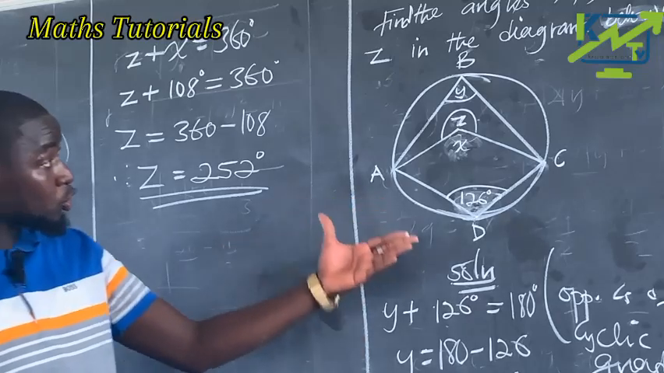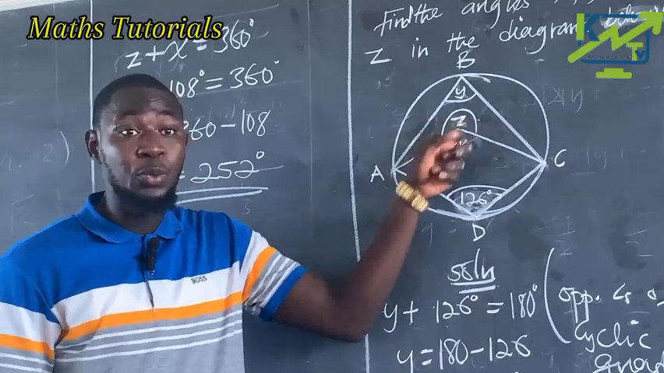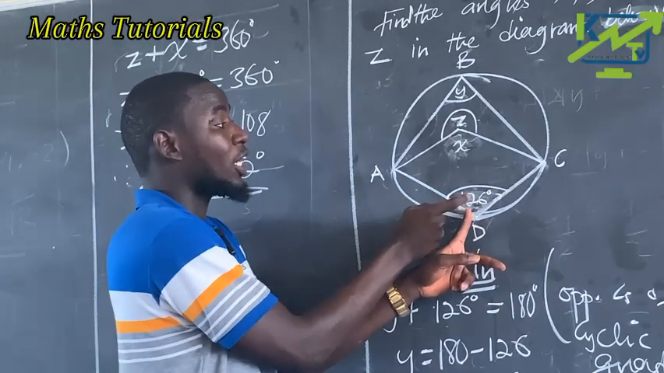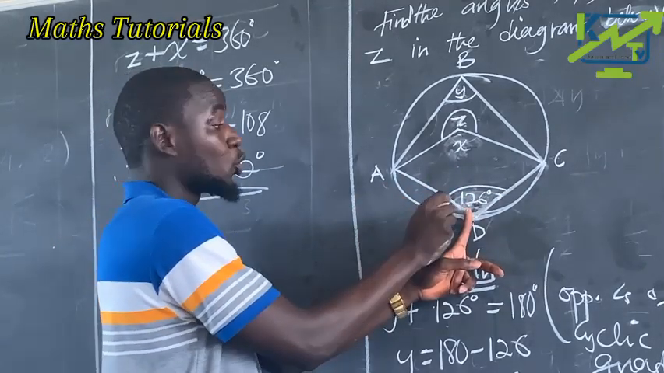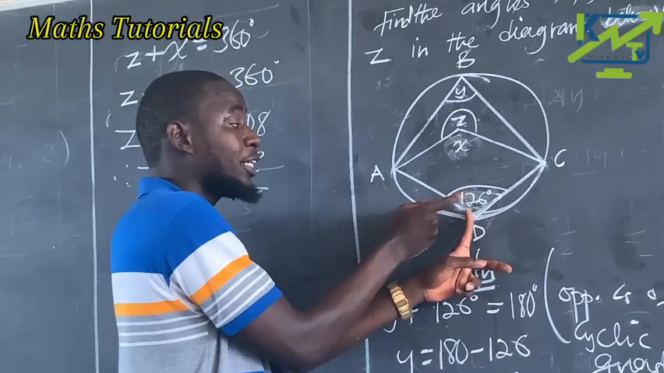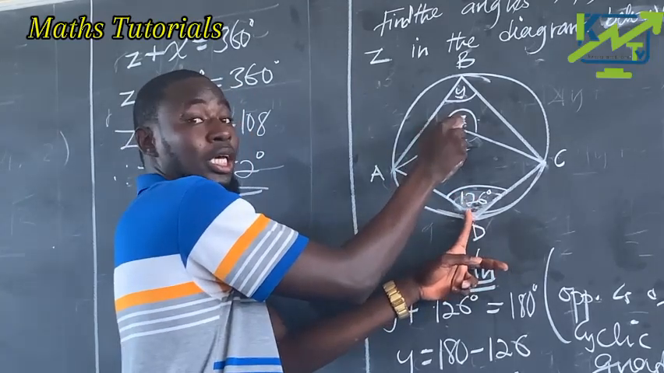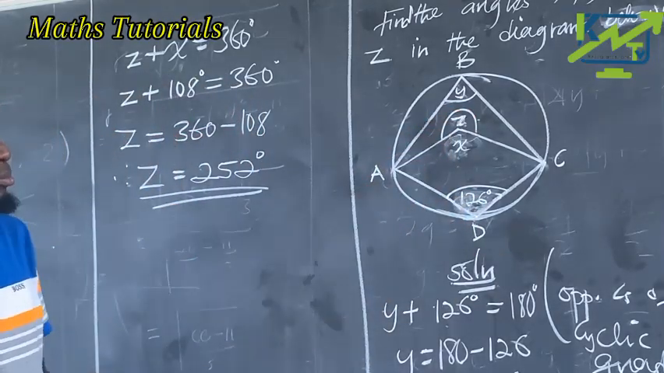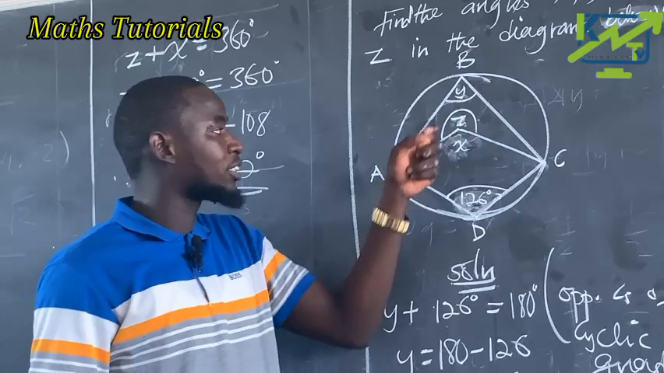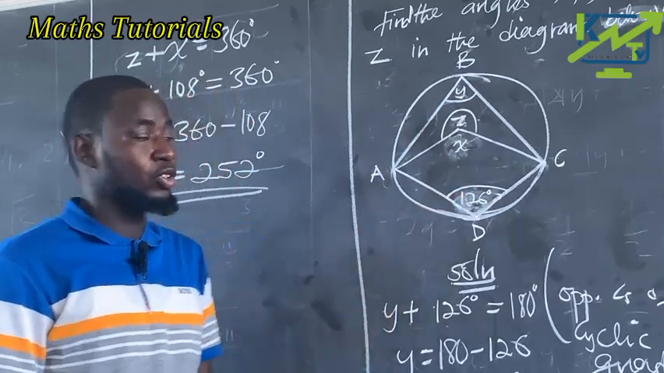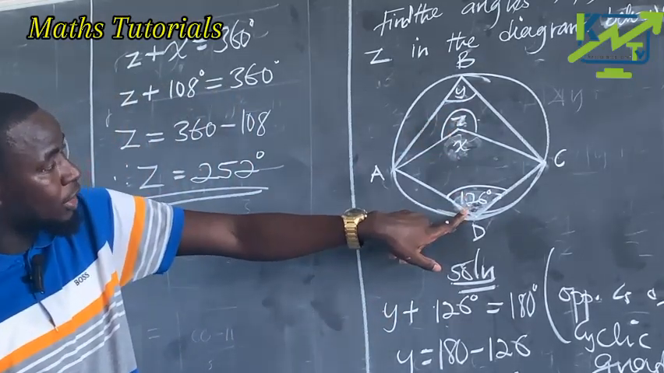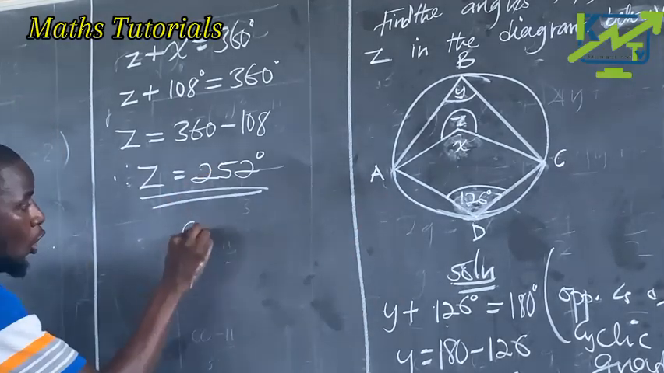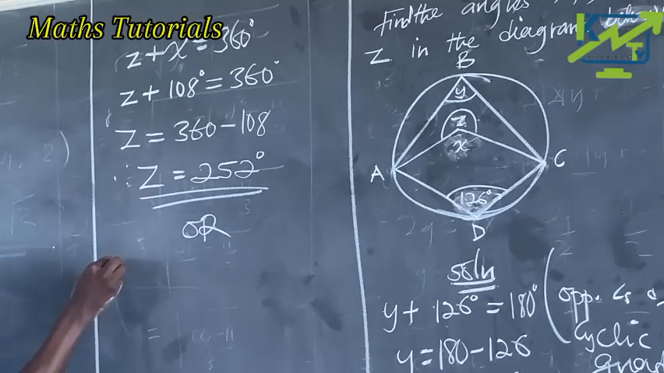Now there is another method whereby you can find the z without using angles at a point. If you look at this angle here, it's at the circumference. So what you will do here, just take your calculator, multiply this angle by 2, and you will get the angle that is at the center here. Multiply 126 by 2, because theorem number 1 says that angle at the center is 2 times angle at the circumference. How much are you going to get? It's going to be 252.